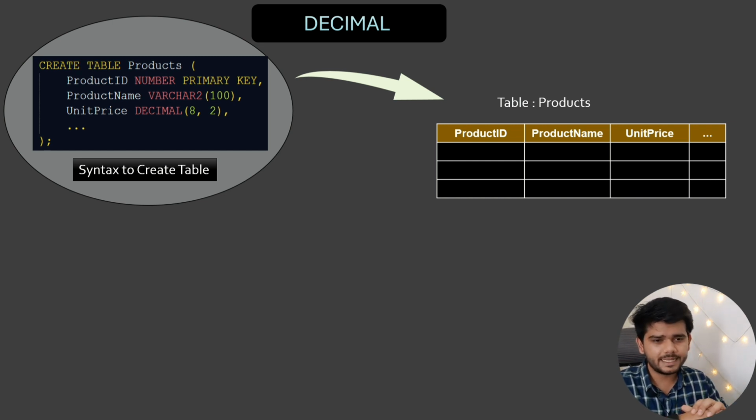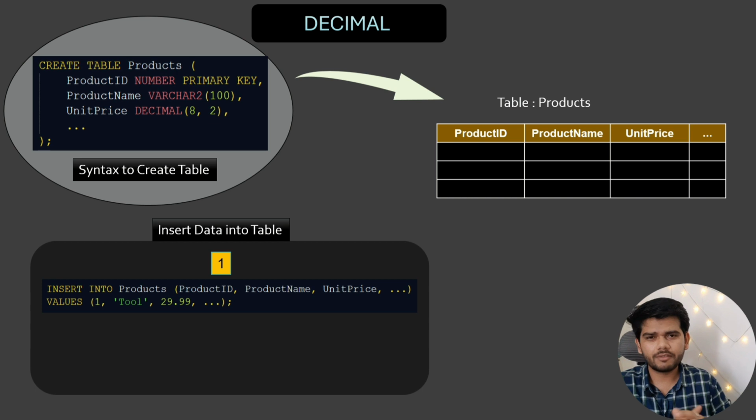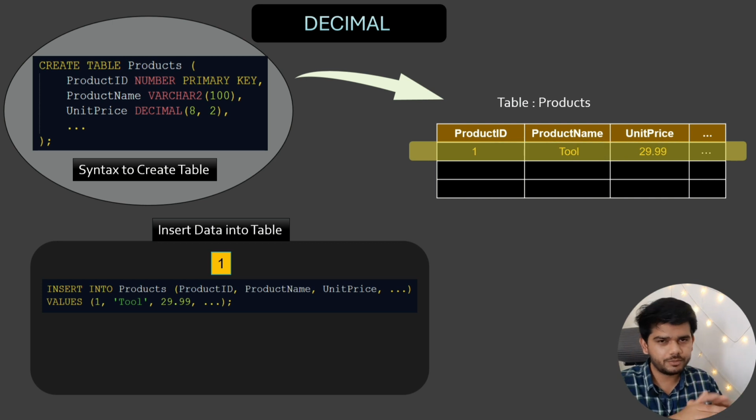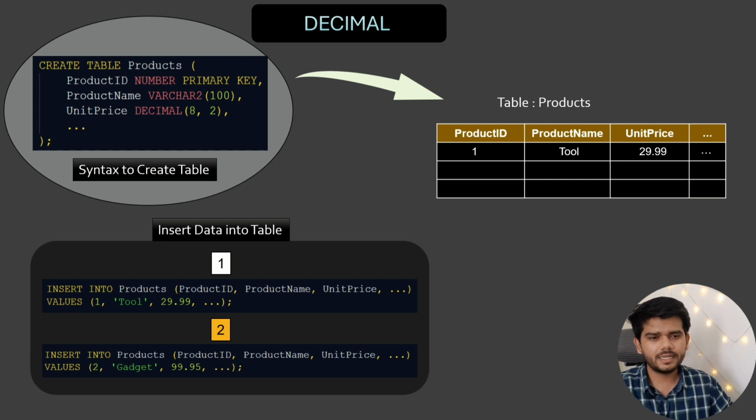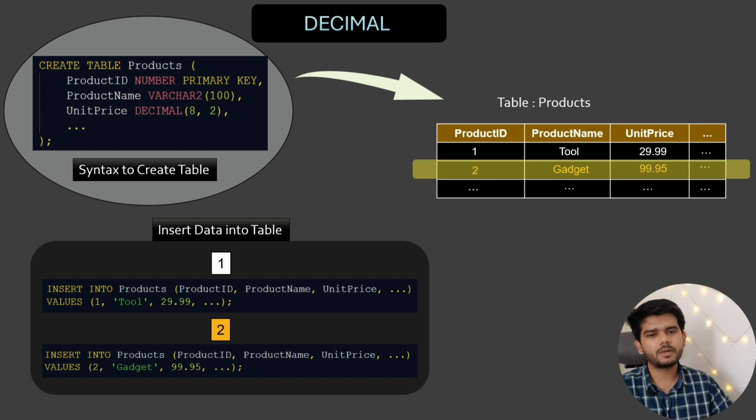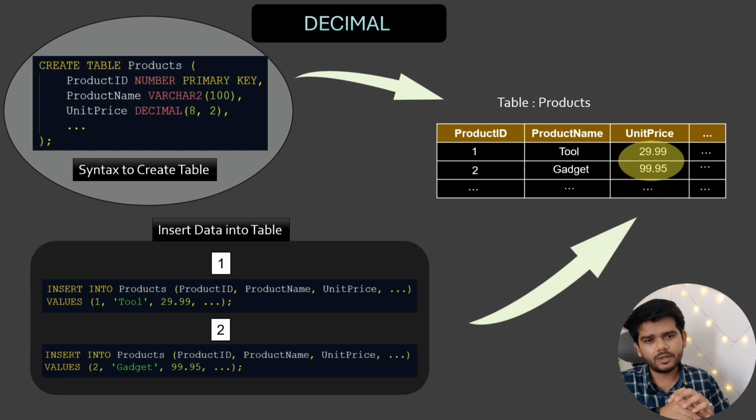So we have this first syntax to insert some data into this table. After execution we can see decimal data, that is 29.99, is inserted into which column? The unit price column. Similarly we have a second insert statement, and after execution we can see the decimal data, that is 99.95, is inserted into the unit price column. Basically here the unit price values, 29.99 and 99.95, represent the prices of the tool and the gadget products. The decimal data type ensures that the prices are stored accurately with the specified precision and scale. So if we require a specified precision and scale, then we can make use of this decimal data type.